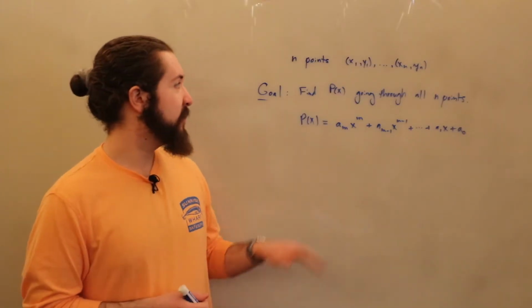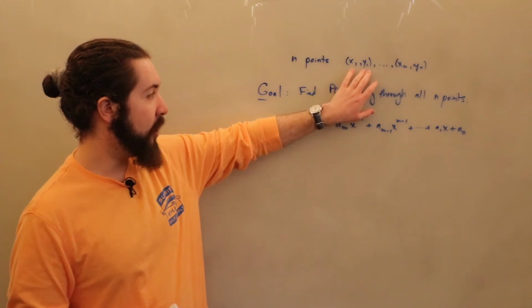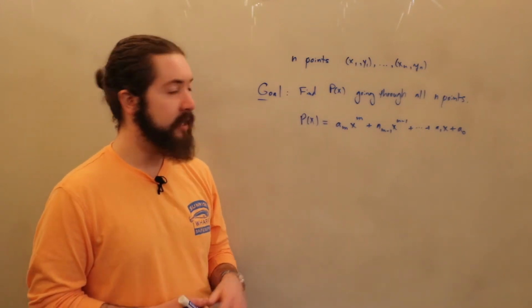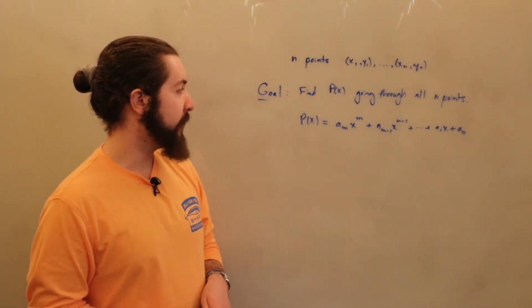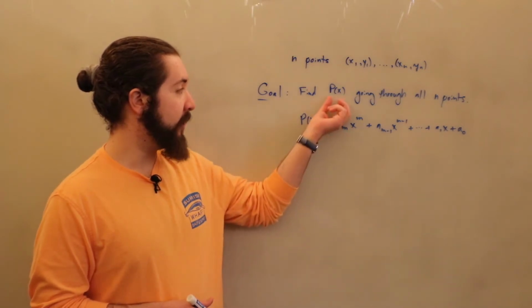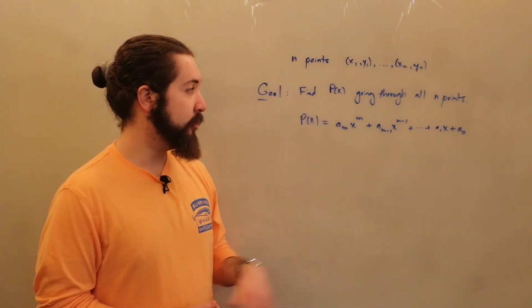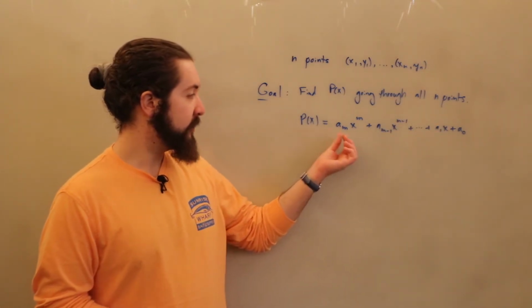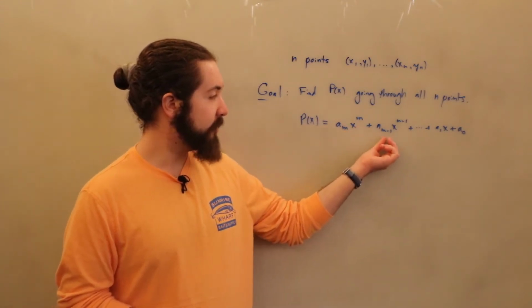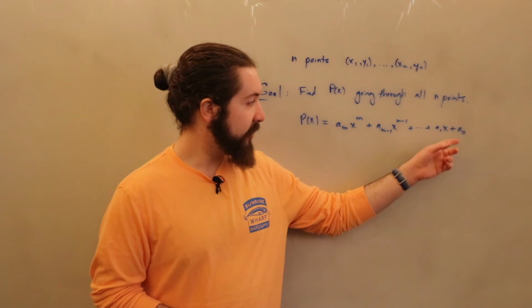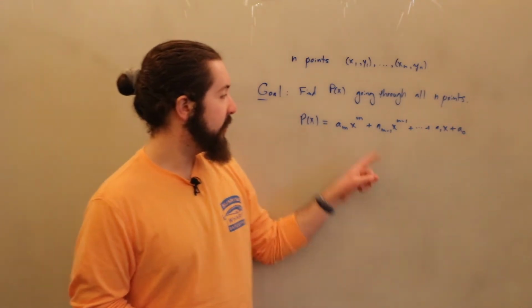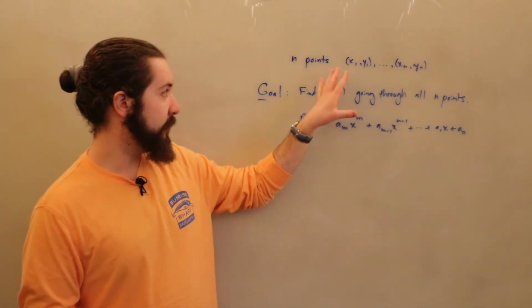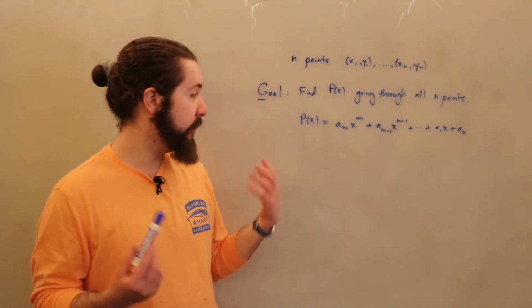More precisely, suppose we have n points, x1, y1, x2, y2, all the way up to xn, yn, n different coordinate pairs in our two-dimensional plane. Can we find a polynomial p of x of any degree which goes through all n of these points? So our polynomial is going to be some coefficient times x to the m plus some coefficient times x to the m minus 1, all the way down to a1x plus a constant a0, and we want to determine what is a suitable m given that we have n points. Is there a relationship between those two numbers?